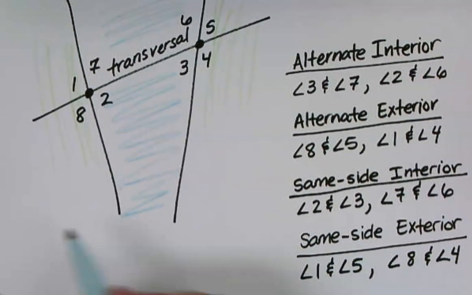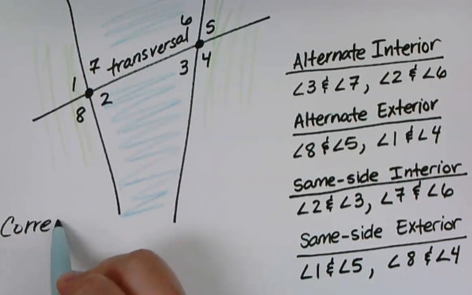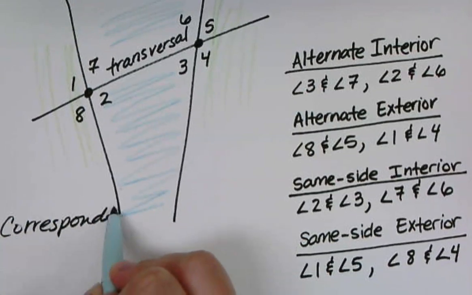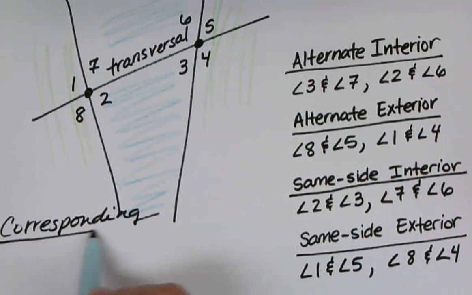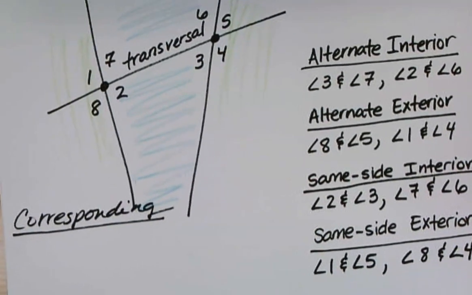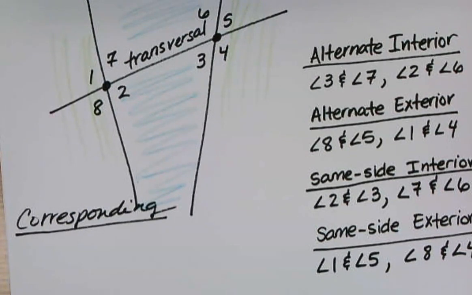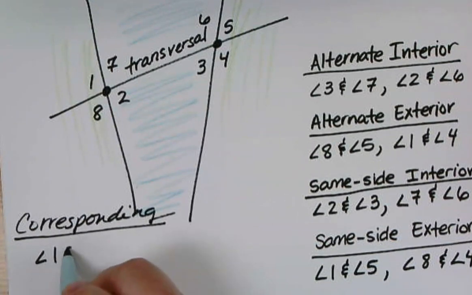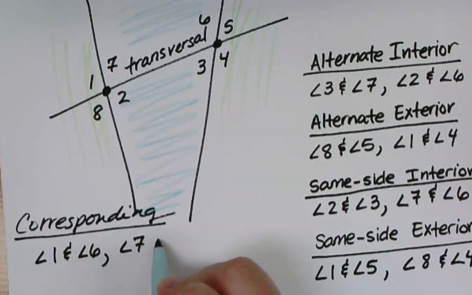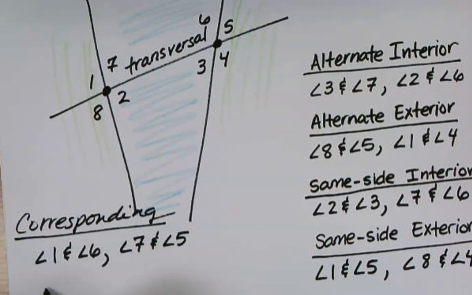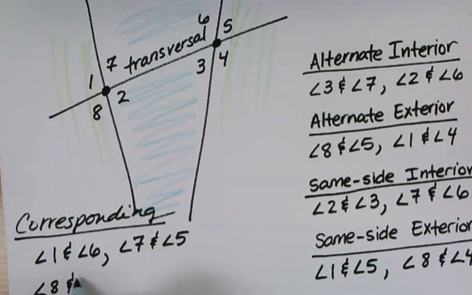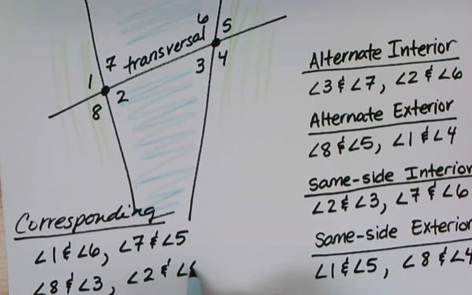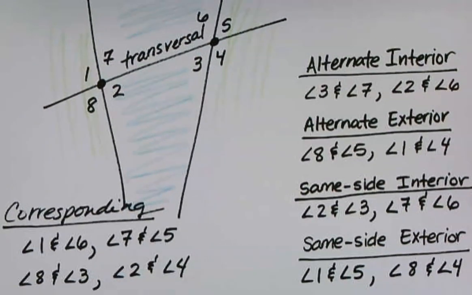Now, remember, for corresponding, we have 4 pairs. So go ahead and hit pause again and see if you can list all 4 pairs of corresponding angles for this picture. All right, we've got 1 goes with 6, 7 goes with 5, 8 corresponds to 3, and 2 corresponds to 4. Okay?